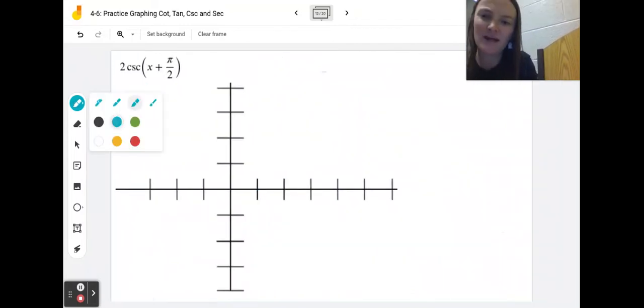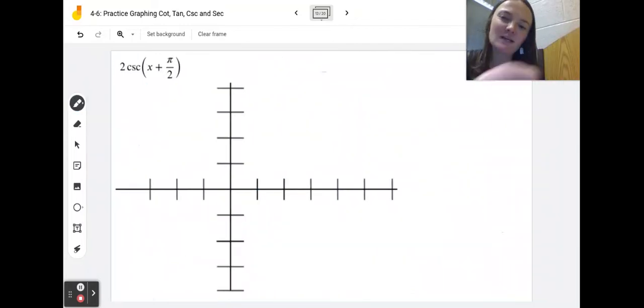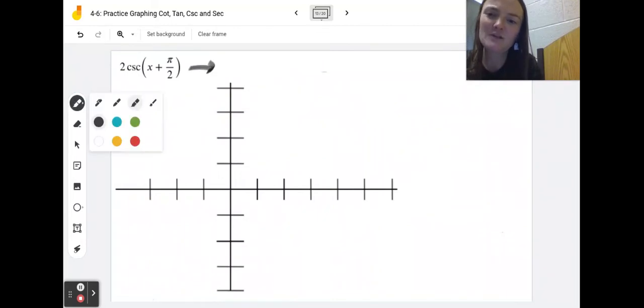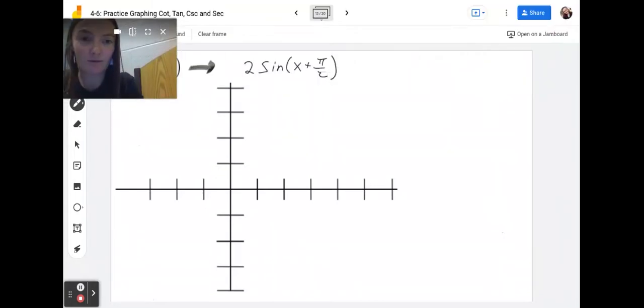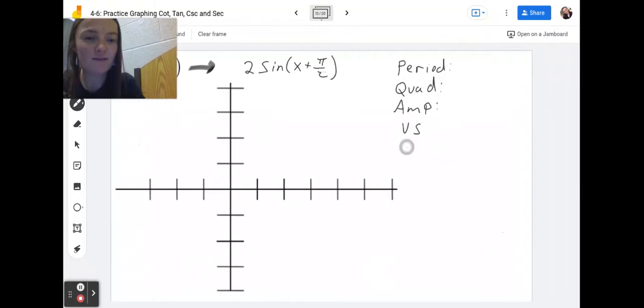The next question type asks you to graph 2 cosecant of x plus pi over 2. So really all we need to do is graph 2 sine of x plus pi over 2. Let's answer the following questions and we'll be able to do this. We need to find the period, the quadrant, the amplitude, whether there is a vertical shift, and whether there's a phase shift. Go ahead and pause the video and see if you can find those things.